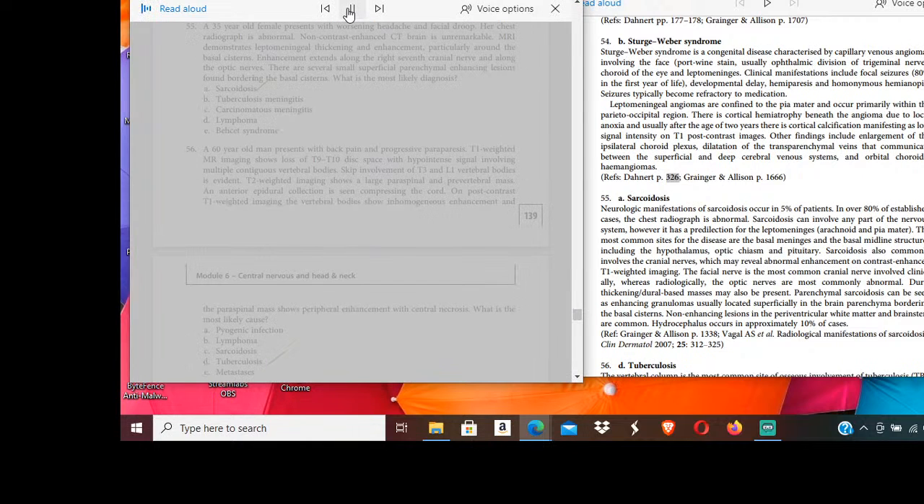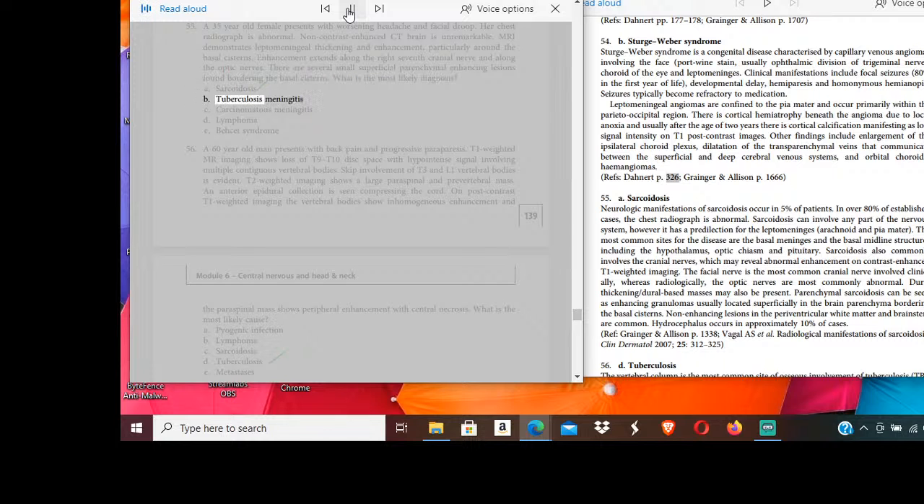55. A 35-year-old female presents with worsening headache and facial droop. Her chest radiograph is abnormal. Non-contrast enhanced CT brain is unremarkable. MRI demonstrates leptomeningeal thickening and enhancement, particularly around the basal cisterns. Enhancement extends along the right 7th cranial nerve and along the optic nerves. There are several small superficial parenchymal enhancing lesions found bordering the basal cisterns. What is the most likely diagnosis?